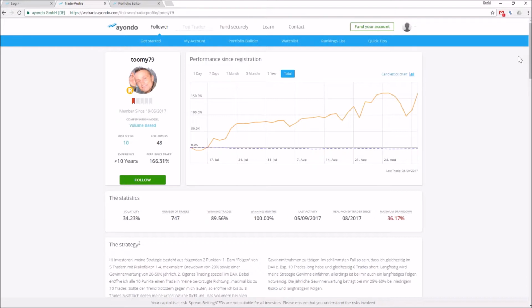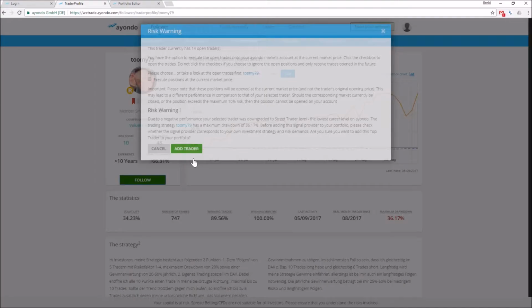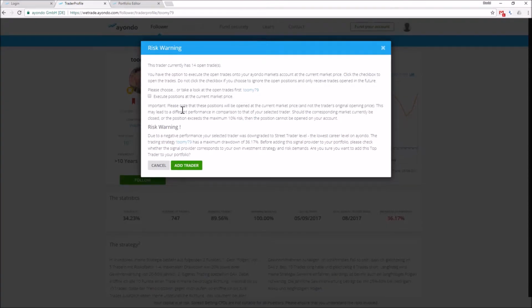What I'm going to do is add this person in anyway, because I've got some fairly conservative traders. So we'll add that one into my portfolio, and we'll come back in a second and tweak the portfolio around a bit. Before I add the person in, it says this trader currently has 14 open trades. If I want to, I can execute those open trades at the current market price. I'm not really interested in doing that. What I want to do is follow any future trades this trader does. So let's just add that trader in.